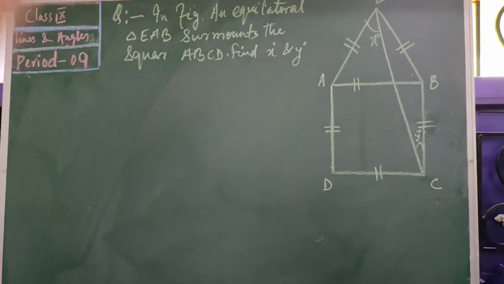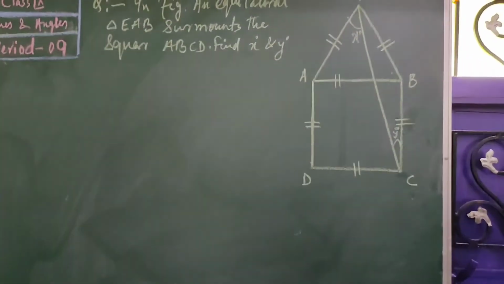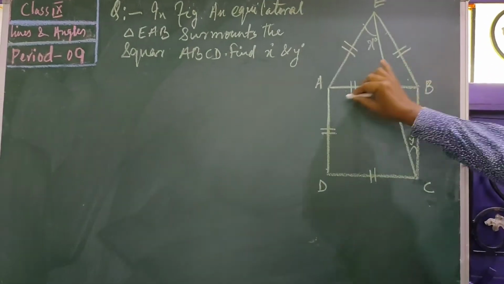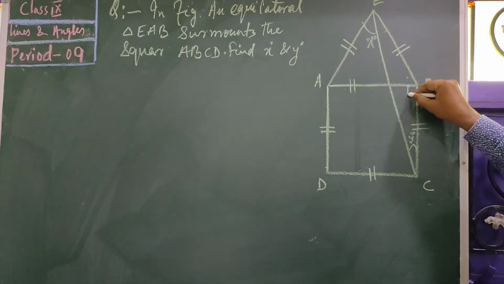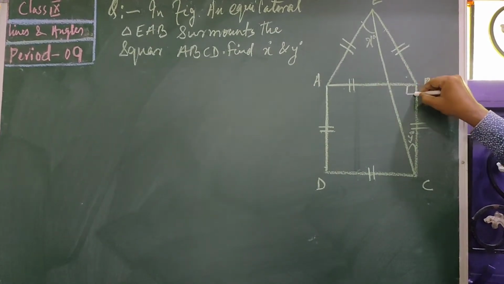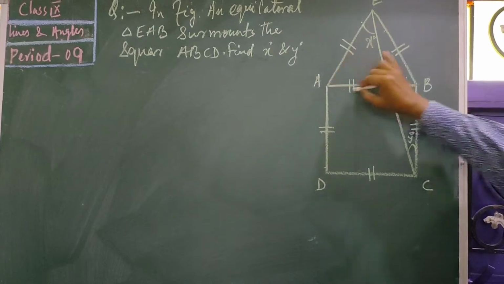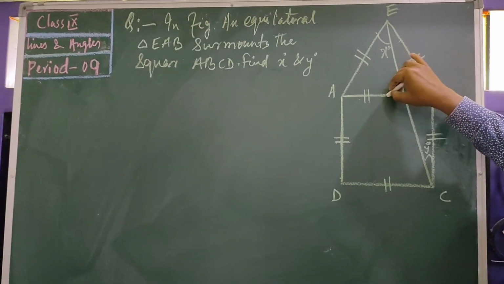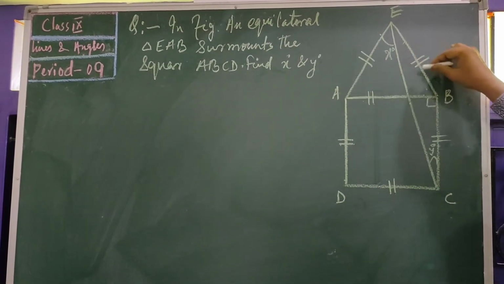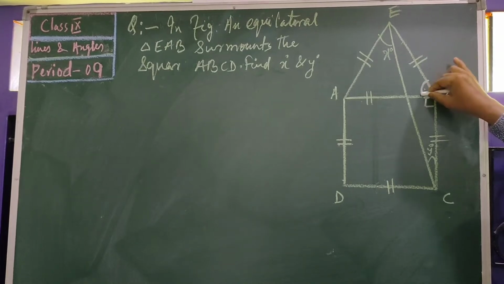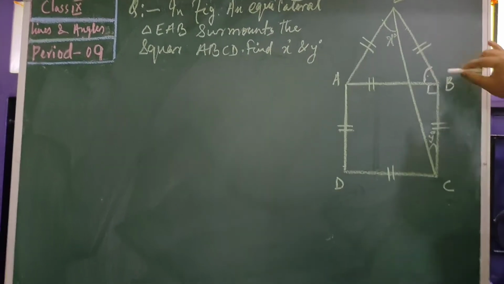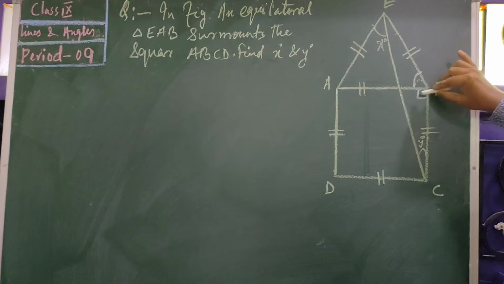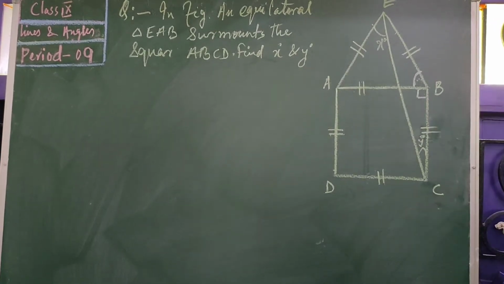My dear students, you can see very clearly that if this ABCD is a square, that means this one angle must be equal to 90 degree, and this one is an equilateral triangle since it is surmounted on a square. That means this one angle must be equal to 60 degree. If you add 60 and 90, you will get 150 degree.